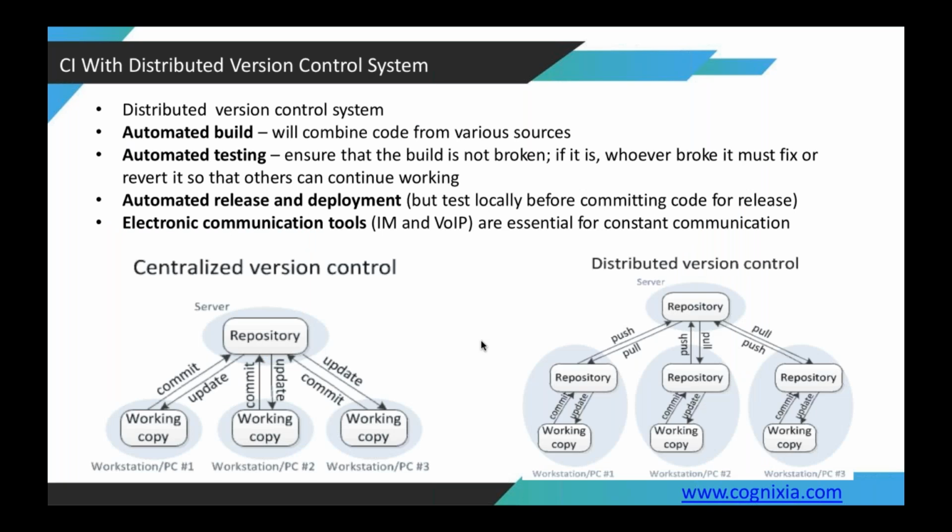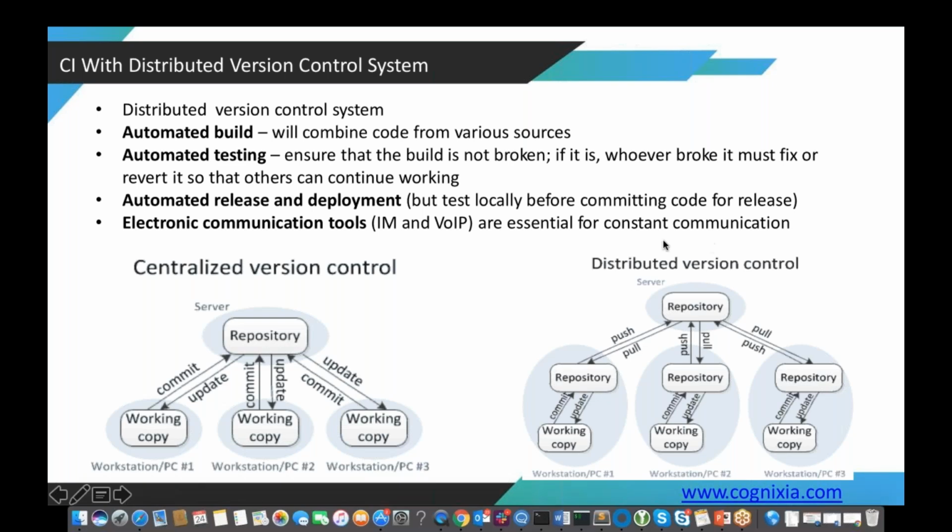And then here is an architecture showing how the centralized version control system works and how a distributed version control system works. So if we talk about the centralized version control system, it's like SVN. Okay. That's an older version. This was being used previously. And distributed version control system is Git. Okay. We are talking about Git here.